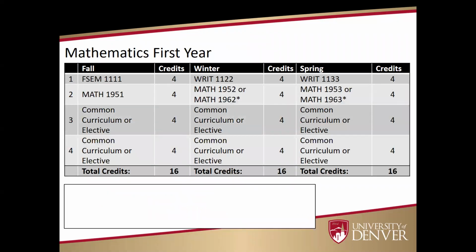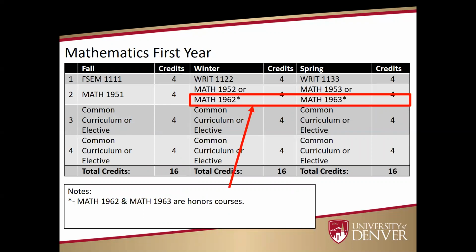And last but not least, here's mathematics. And you'll notice that there's an FSEM for the first course, and then you start the calculus sequence. The Math 1951 is Calc 1. The box indicates that there are 2 honors courses. Math 1962 is our Calculus 2, and Math 1963 is our Calculus 3.